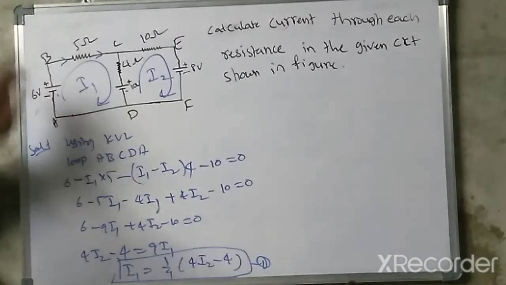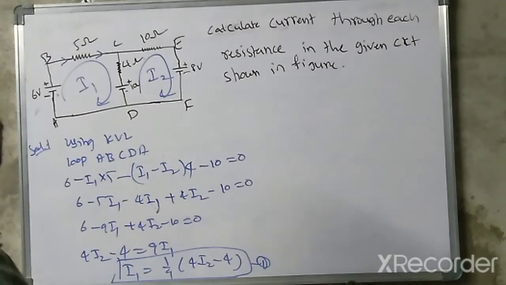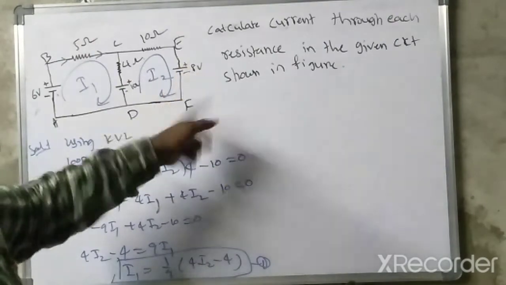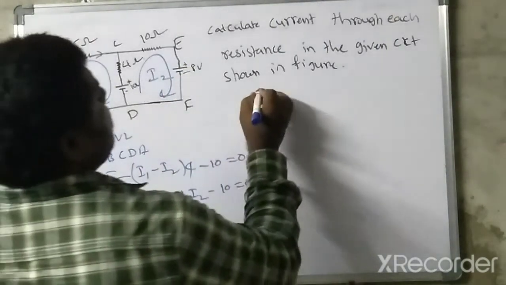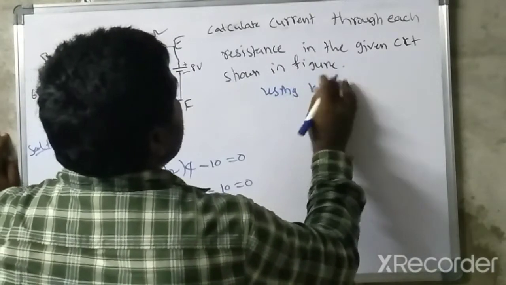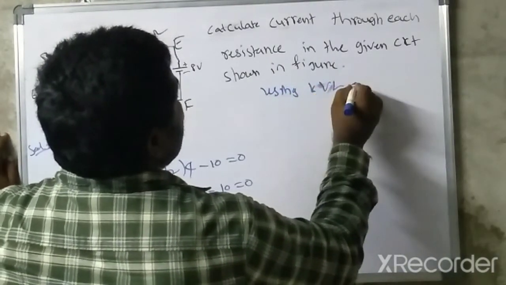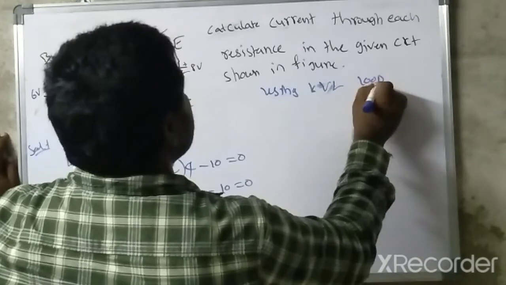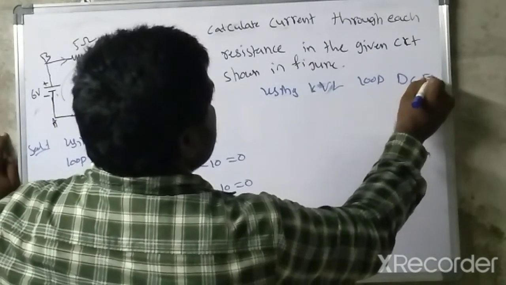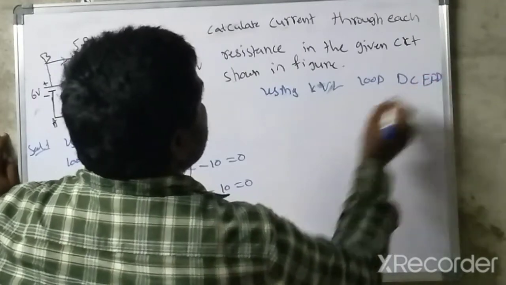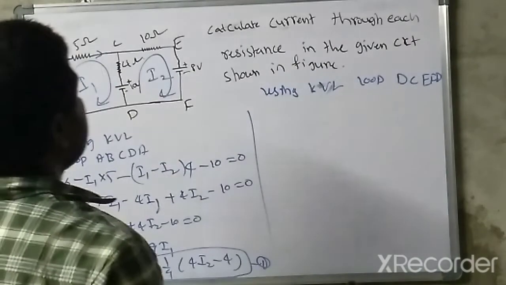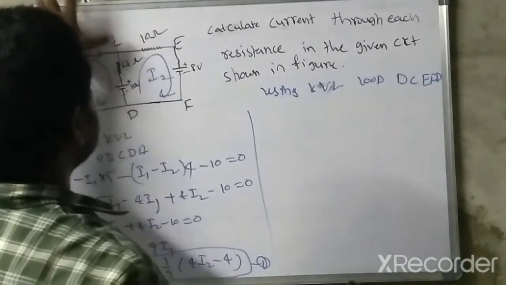By using the KVL rule, the loop equation, here the loop D, C, E, F, D. In this case, you may write down the KVL equation.